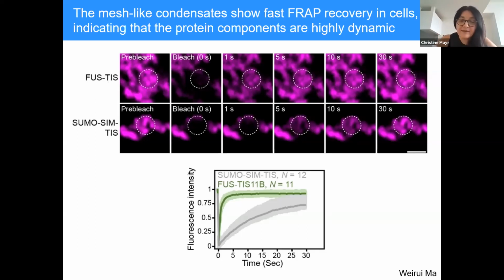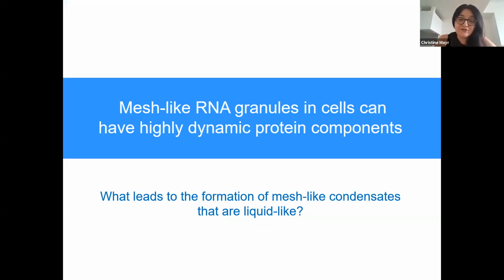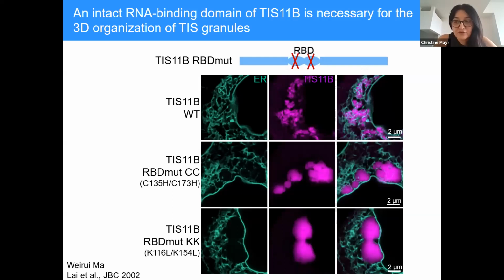And so we wanted to address a much broader question, because now we can make mesh-like RNA granules in cells that are not sphere-like but still have highly dynamic protein components. We wanted to know what leads to the formation of mesh-like condensates that are liquid-like. It seems that the RNA binding domain of TIS11B plays a crucial role, because when we fuse it to SumoSim or to FUS-TIS, in both cases we got filamentous condensates.